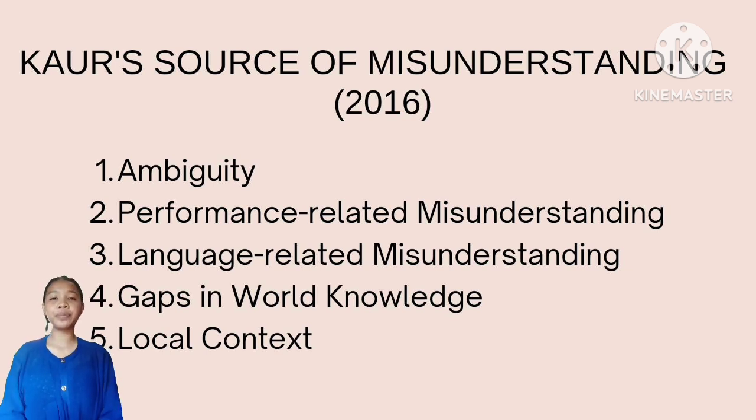Today I am going to discuss the core sources of misunderstanding in 2016 and the three approaches to studying intercultural communication. Effective communication is crucial in any interaction, especially in intercultural contexts where individuals from diverse backgrounds come together. Cars 2016 identifies several sources of misunderstanding that can arise in communication, which are ambiguity, performance-related misunderstanding, language-related misunderstanding, gaps in world knowledge, and local context.